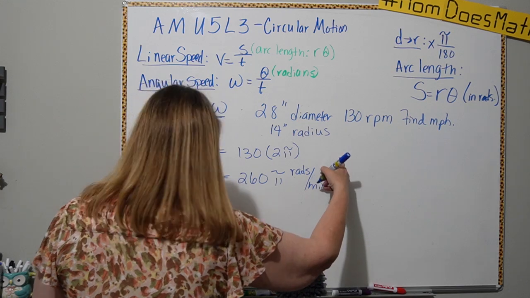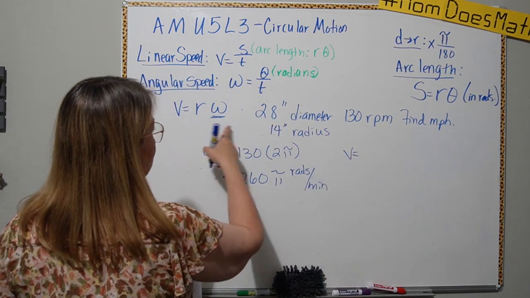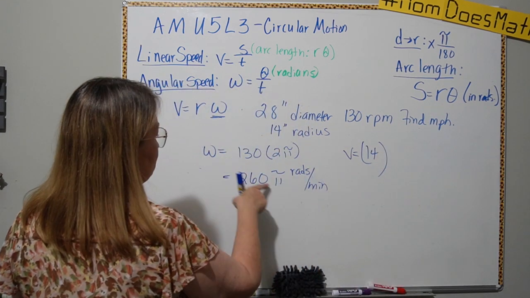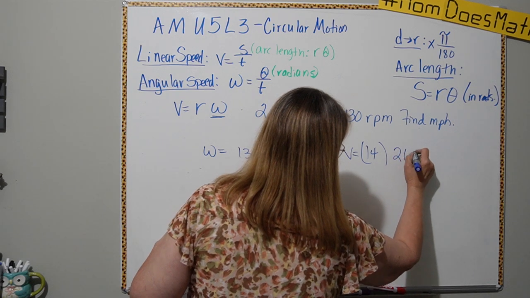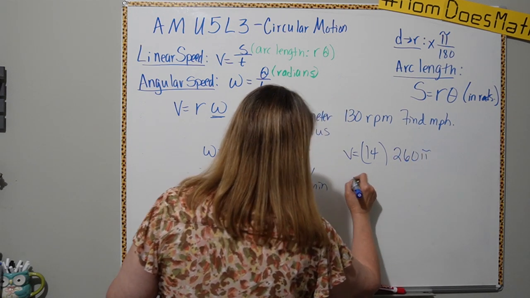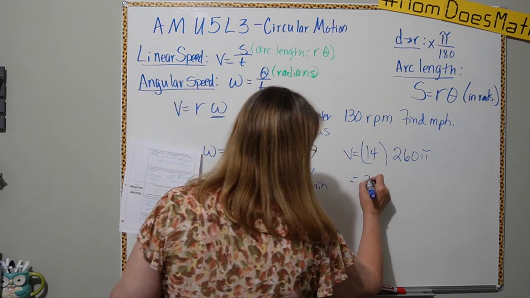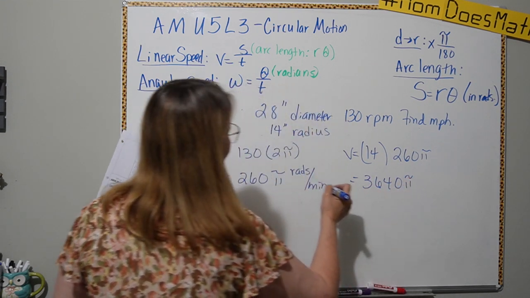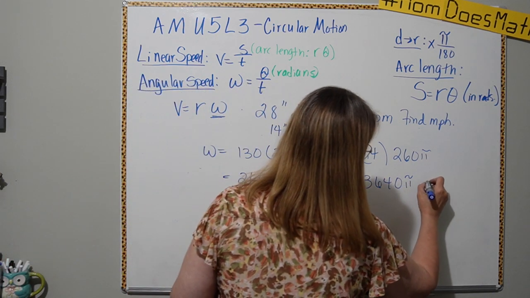Now let's come over here and do v equals. v is equal to my radius, which is 14, times the angular speed, which I just found. So that is 260 pi. And when you multiply those together, that's going to give you 3640 pi. And remember, we just found this in inches per minute.